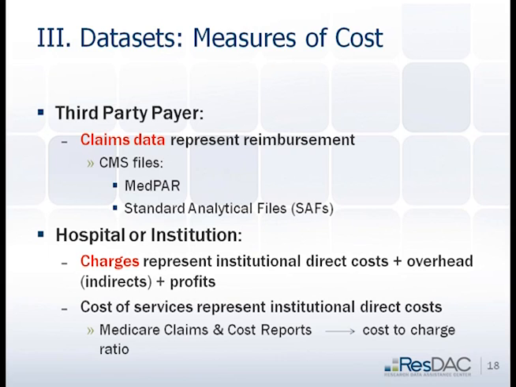So we'll be working with, or talking about, CMS files, for example, the MedPAR and the standard analytic files. You will find reimbursement as well as charges in the claims data. The charges represent institutional direct costs and overhead, including indirects as well as profits. So you're going to see direct medical costs as well as indirect within those charges.